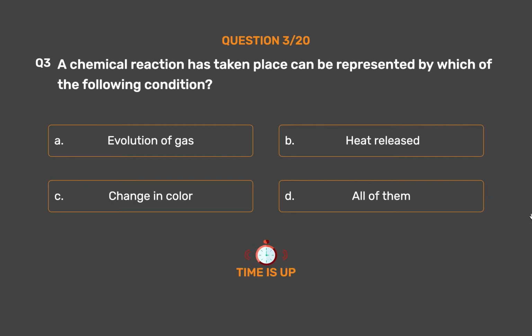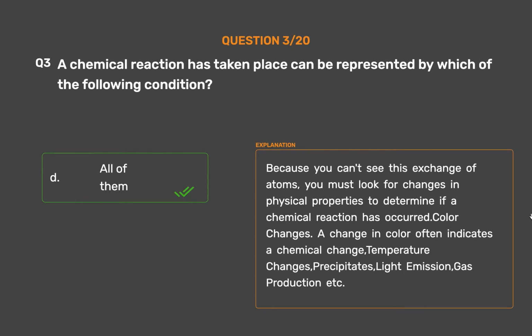The correct answer is Option D. All of them. Because you can't see this exchange of atoms, you must look for changes in physical properties to determine if a chemical reaction has occurred. Color changes: a change in color often indicates a chemical change. Temperature changes, precipitates, light emission, gas production, etc.